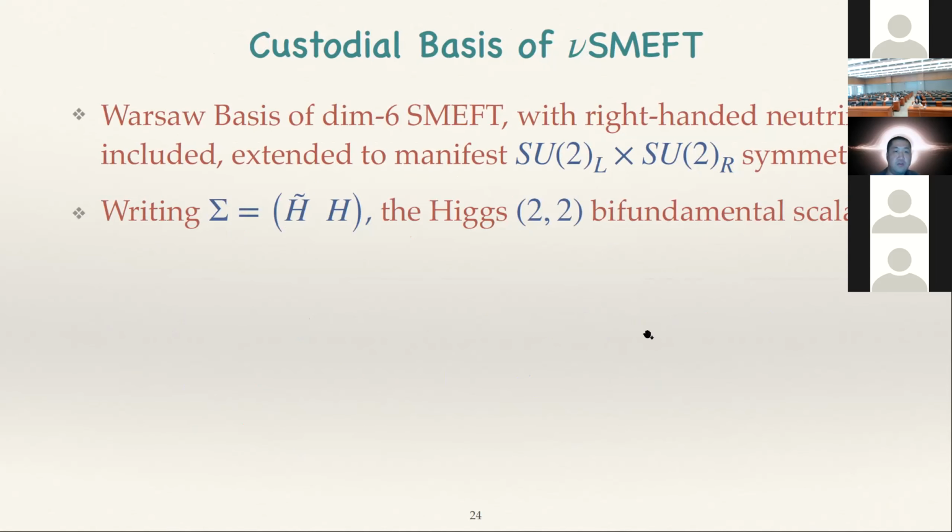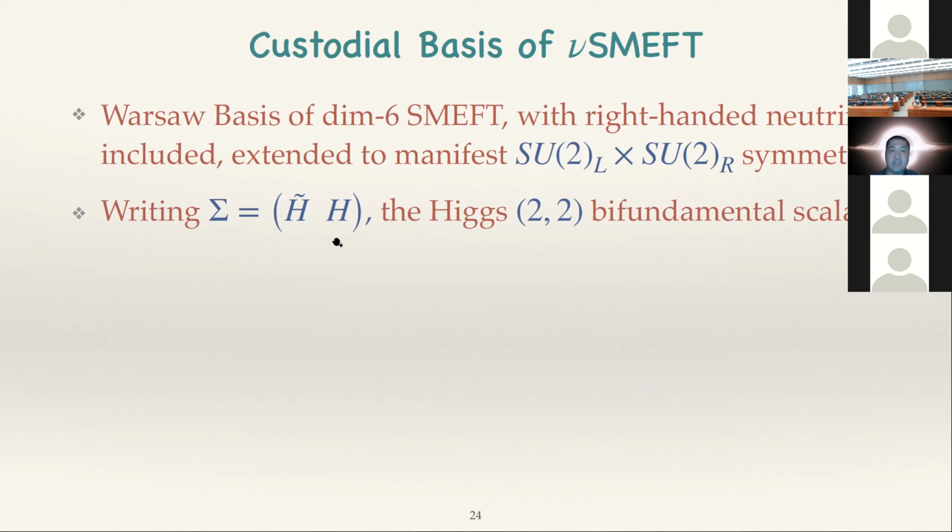So we construct our custodial basis based on the Warsaw basis of dimension-6 SMEFT with the right-handed neutrino included. We add the right-handed neutrino into it because for custodial symmetry, if you think about the lepton sector, without a right-handed up-type lepton, that's kind of problematic. So we add them in and extend it, such that in this extended SMEFT, with right-handed neutrinos, SU(2)_L × SU(2)_R symmetry is manifest.